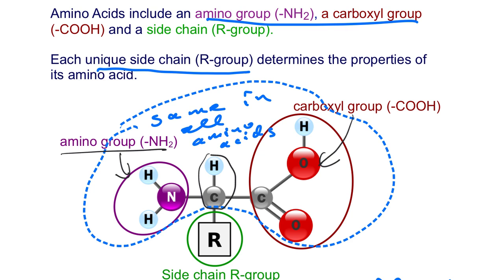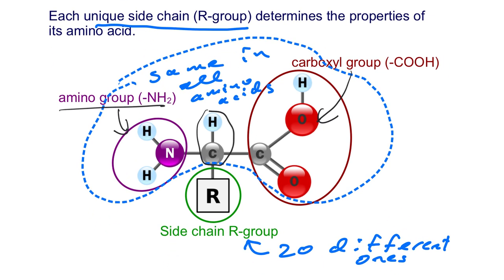Okay, so I don't really call that a group, the carbon hydrogen in the middle. And there's a side chain or an R group that varies with the 20 different amino acids. So there's 20 different R groups that make the 20 different amino acids. So that's the monomer that makes up proteins.